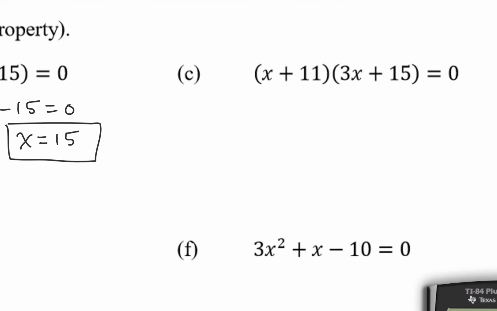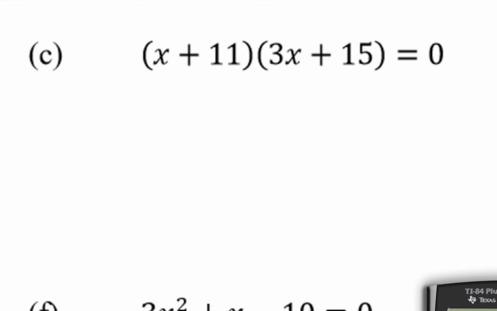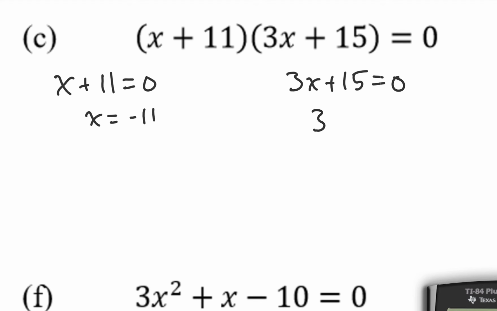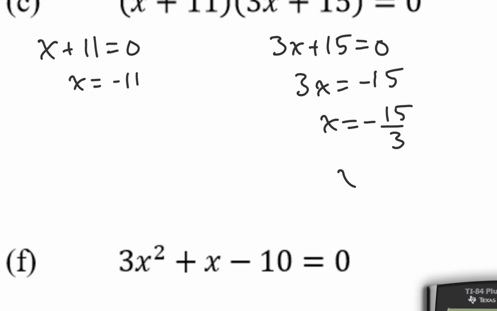All right, and then finally, question C. I say finally, it's the three simple ones that don't need to be factored. Then we need to talk about factoring a bit. So again, it's just x plus 11 is 0, therefore x is negative 11. And 3x plus 15 is 0, therefore 3x is negative 15, and x is negative 15/3, and that reduces, right? So x is negative 5.